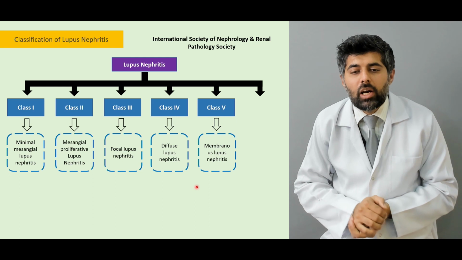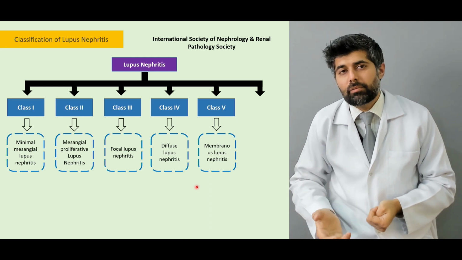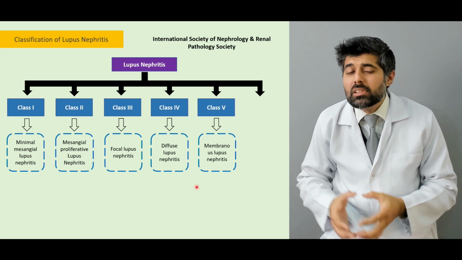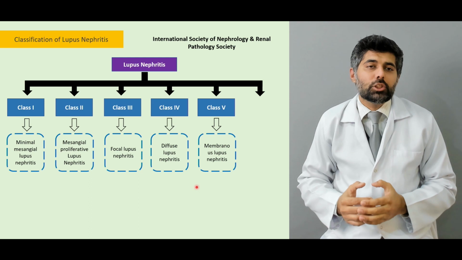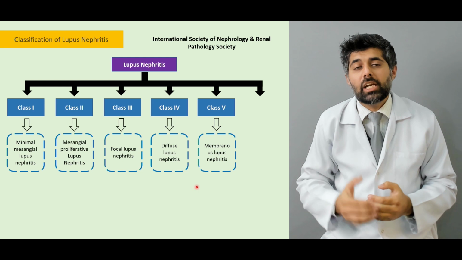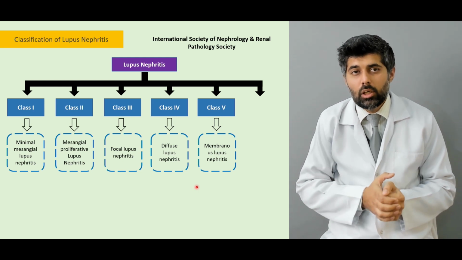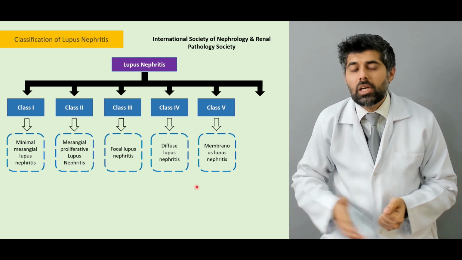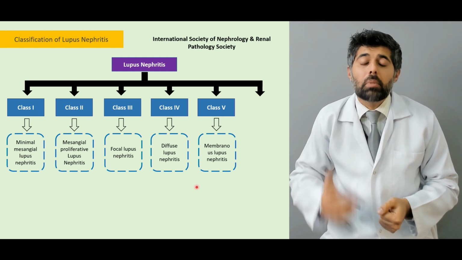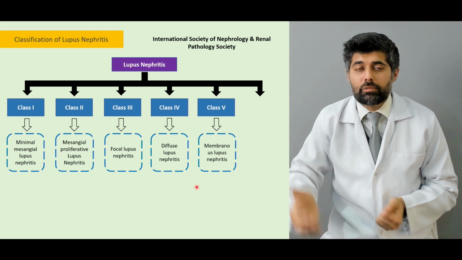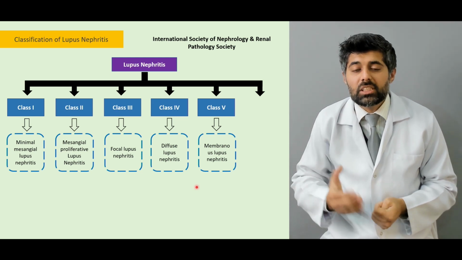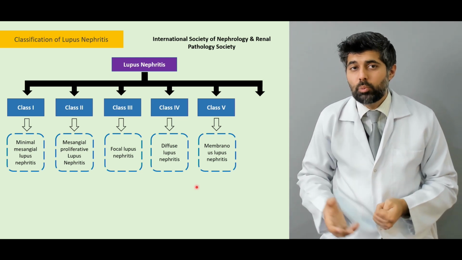Next is the class 5 or the membranous lupus nephritis. In membranous lupus nephritis, what happens is that there is deposition of antibodies only in the membranous area of that patient. So there might not be a mesangial change, there might not be a glomerulus change, but the membrane of the said glomerulus is deposited. So this is the class 5 or the membranous lupus nephritis.